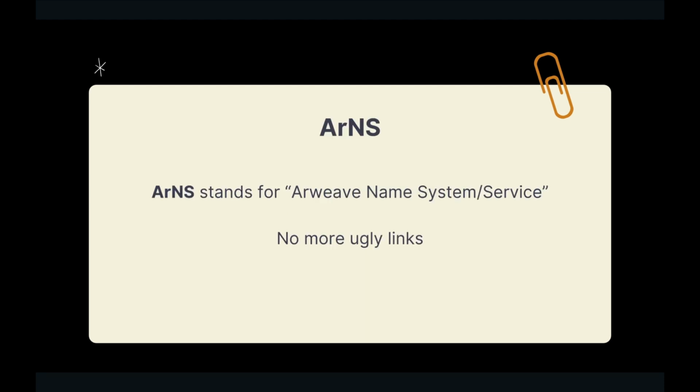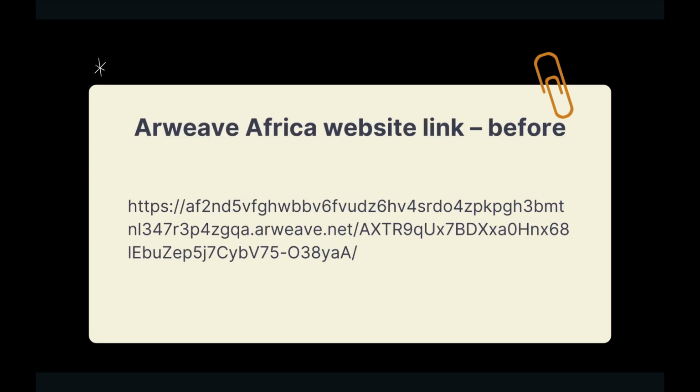And you're right. That's where another protocol, or another service or system, comes in, which is the RNS. RNS stands for Archive Name Service or Archive Name System. This is the naming system on top of Archive, whereby you can assign a human readable name to any transaction and that will get retrieved from the Archive base layer. This allows us to have no more ugly links like the one we've just seen, or no more long links. So just to illustrate that, we have the Archive Africa website, and this is the normal.